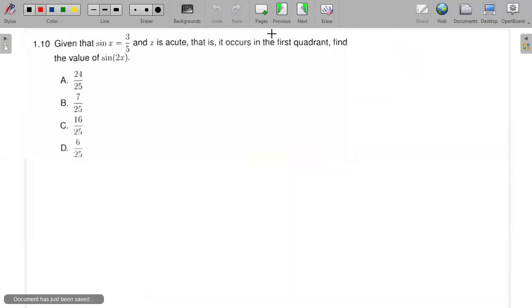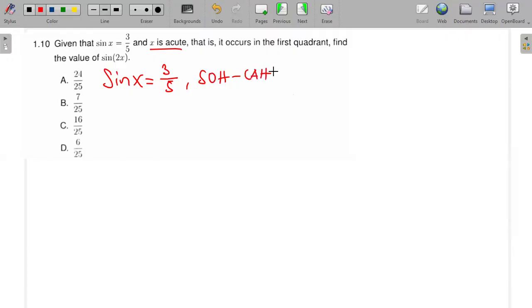Okay, let's look at question 10, which is the last question, section A. So here they've said sine x is equal to 3 over 5, where x is an acute angle, that is, it occurs in the first quadrant. So now, by SOHCAHTOA, remember, sine is opposite over hypotenuse, and then cos is adjacent over hypotenuse, tan is opposite over adjacent.